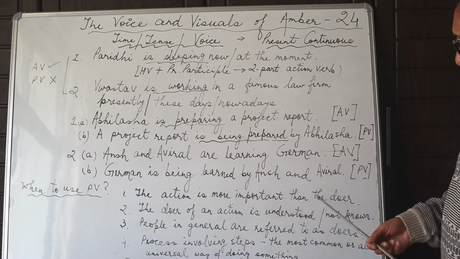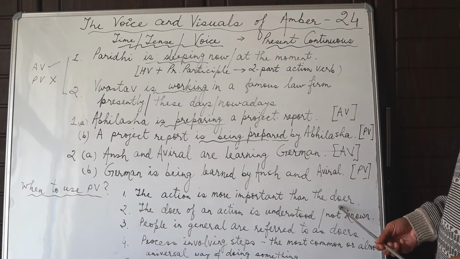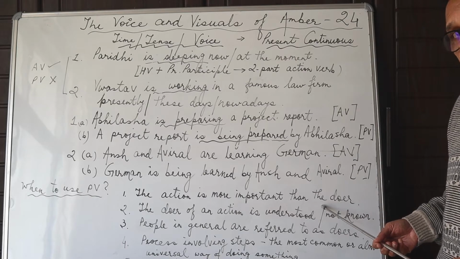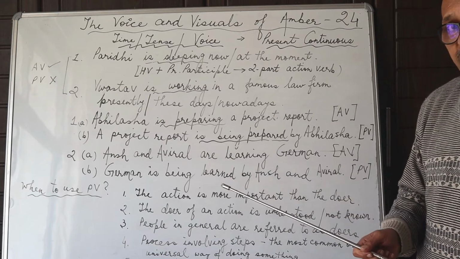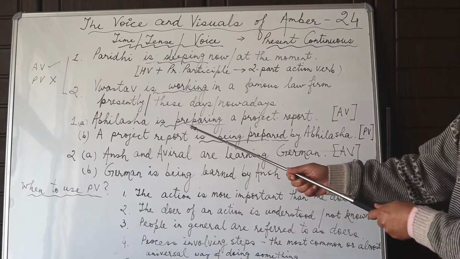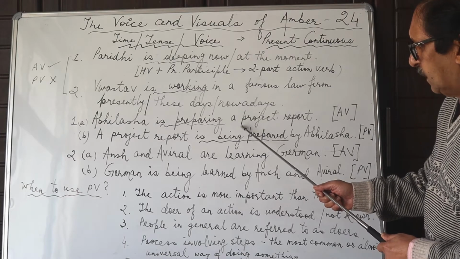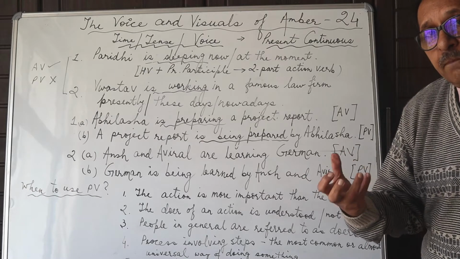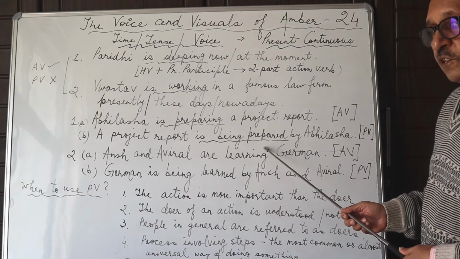The action is more important than the doer. The action is more important. That means the focus is not on the doer. So the doer is not the subject, but the action becomes the subject. Now, if we see over here, Abhilasha is preparing a project report. Now, if the importance is being given to the project report, then maybe we are talking about a very important specific project report. Then we can change this into the passive voice.